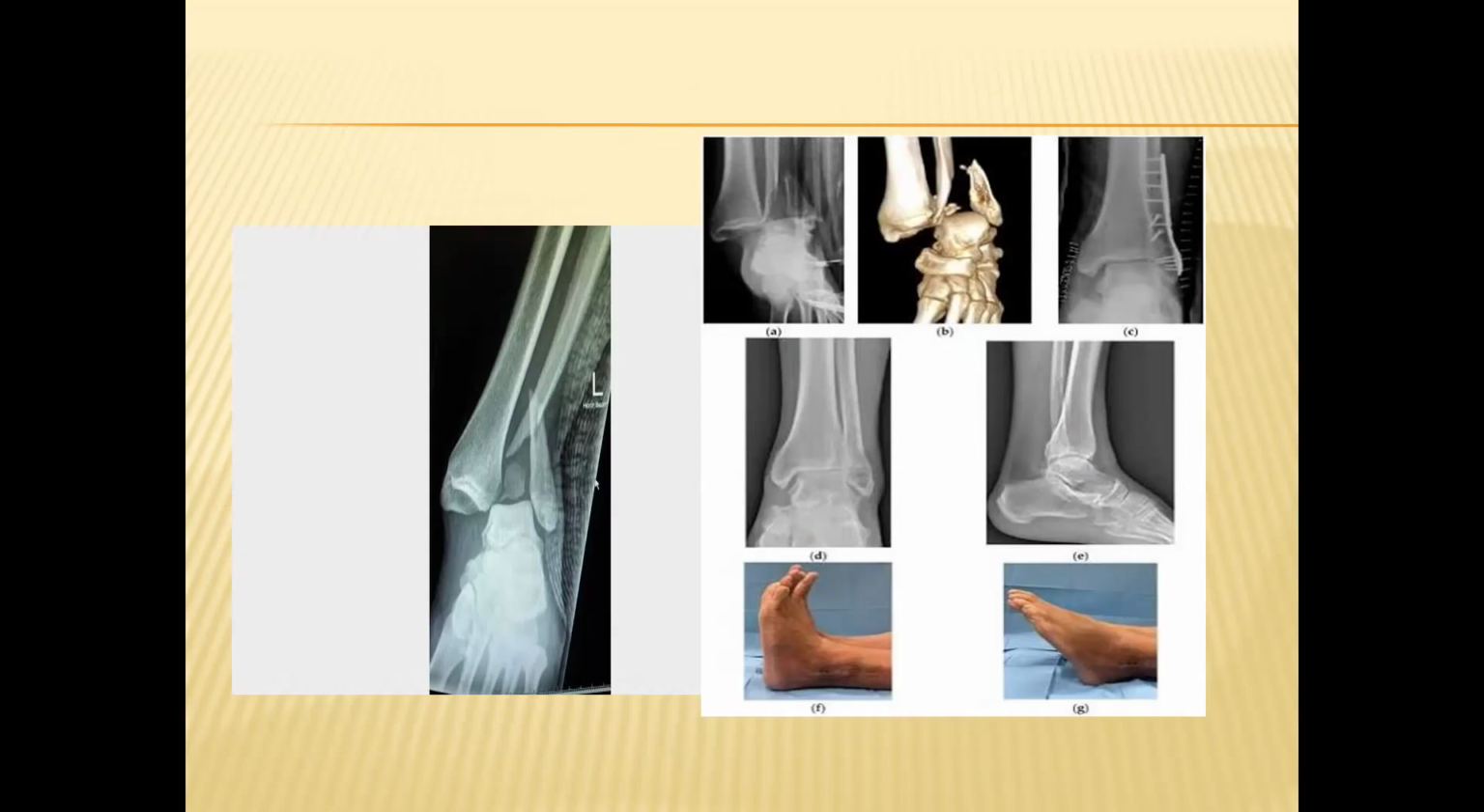So in these pictures, we can see the deformity. In case of ankle dislocation, there is clear deformity and ecchymosis. There are also some pictures showing fractures of the distal tibia and fibula, displaced fractures with dislocation.